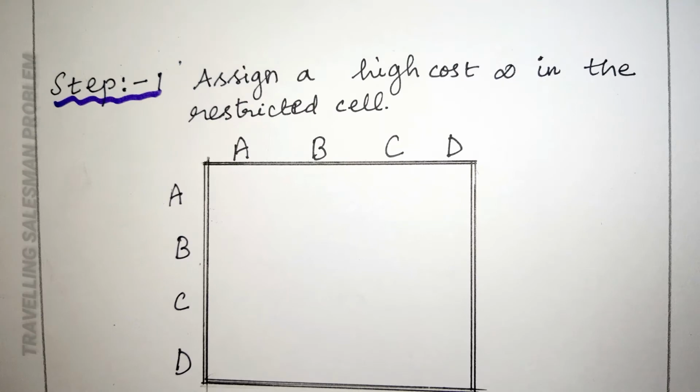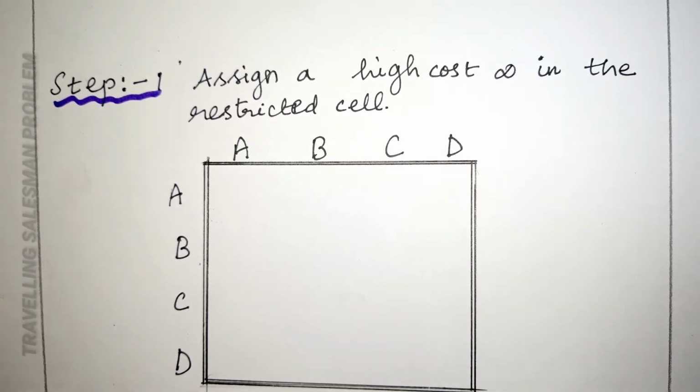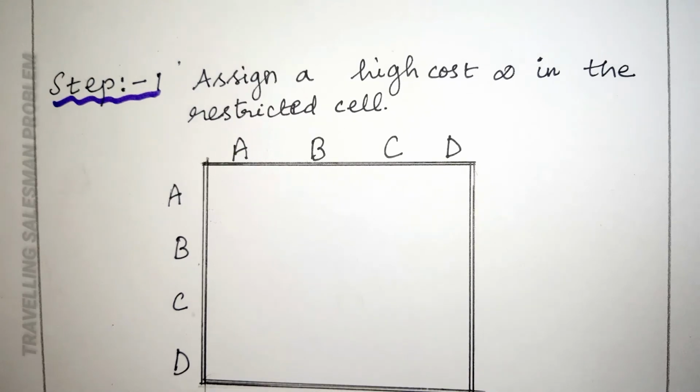Step 1. Assign a high cost, infinity, in the restricted cells. Here, city A to A, city B to B, city C to C, and city D to D are restricted cells. Here you have to assign a high cost, infinity. This will be excluded in the further calculation. Kindly watch my previous video for restrictions in assignment problems.